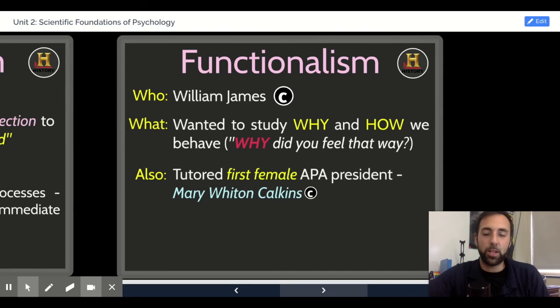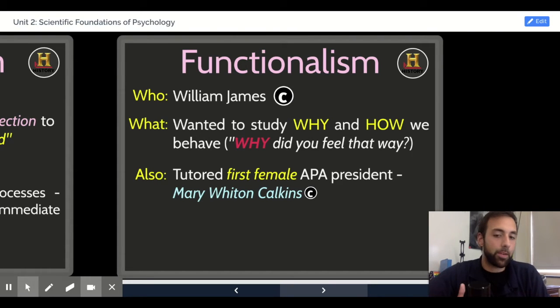The other important thing about James, and it's actually somewhat trivial, is that while working as a professor, he tutored Mary Whiton Calkins, who wasn't able to actually enroll in college due to gender discrimination at the time. But Whiton Calkins would still work with James hand in hand in the early days of functionalism. And then she went on to become the first female president of the American Psychological Association, the APA.